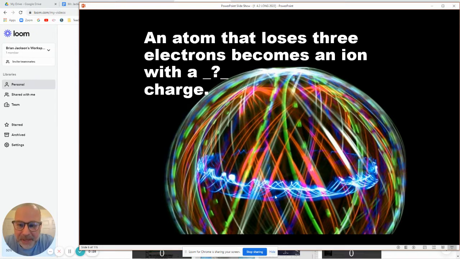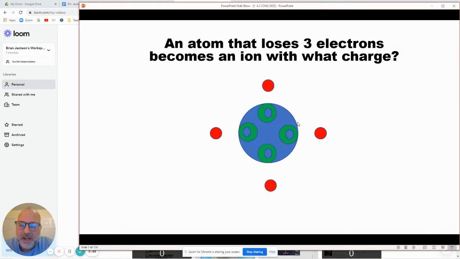So you should hopefully be at the question of the day in your workbooks, just like always, right? And the question of the day is right here for us. An atom that loses three electrons becomes, well, an ion with what charge? And so that's what we need to explore today. What in the world is an ion? So let's get into the question of what an ion is.